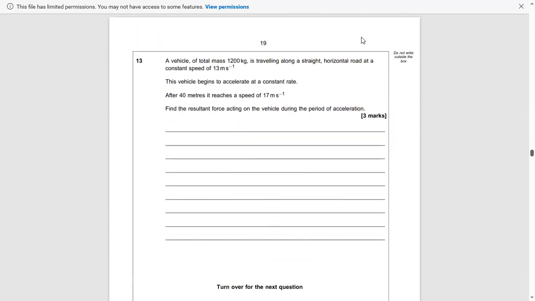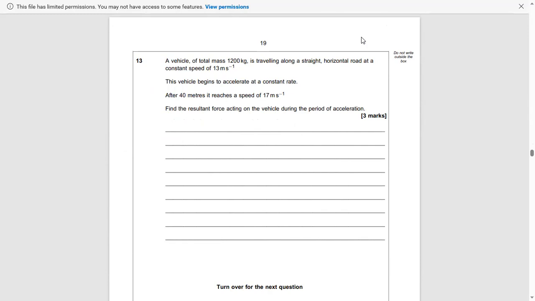Today we're going to do question 13 from this paper 2, 2021 exam, and it's this question here. We've got a vehicle with a total mass of 1,200 kilograms traveling along a straight horizontal road at a constant speed of 13 meters per second. Then the vehicle begins to accelerate at a constant rate.